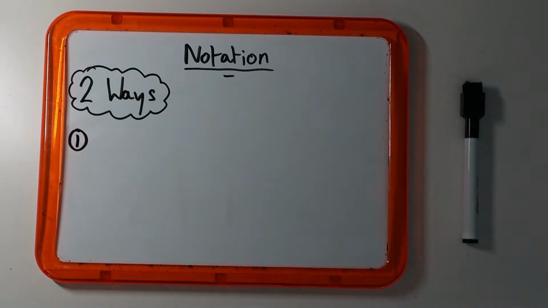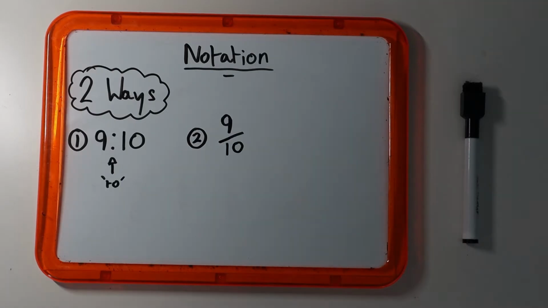The first of which is 9 colon 10, where you can think of the colon as the 'to', so 9 to 10. The second of which is a fraction, so 9 over 10, and you can think of the division, or the over, as the 'to'. So again, 9 to 10.